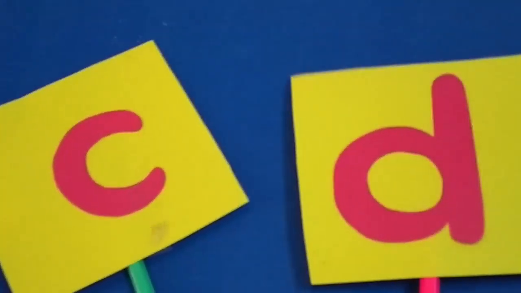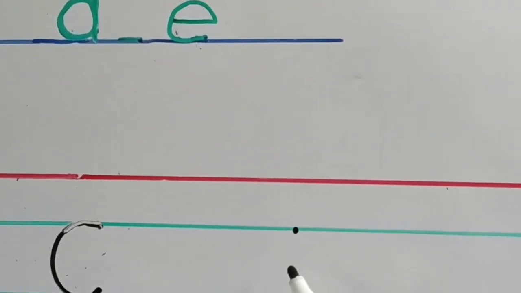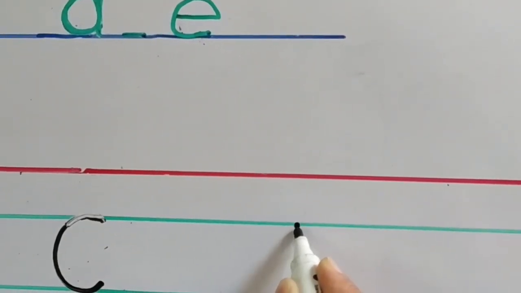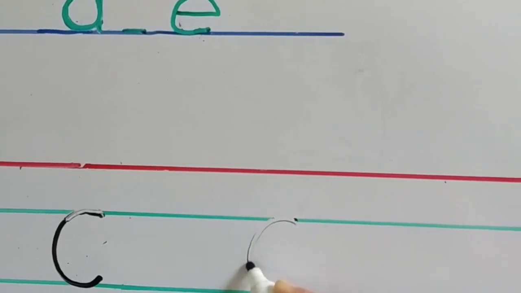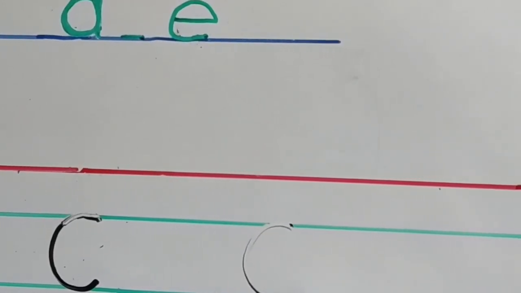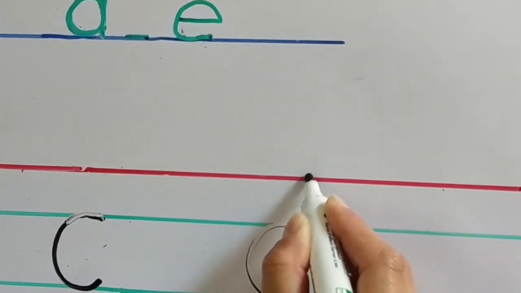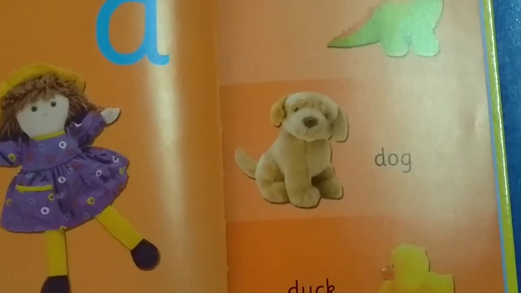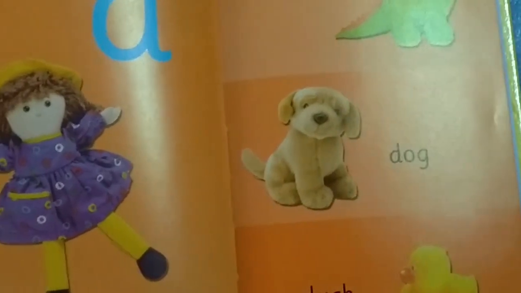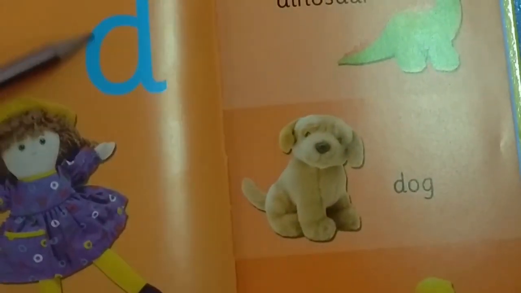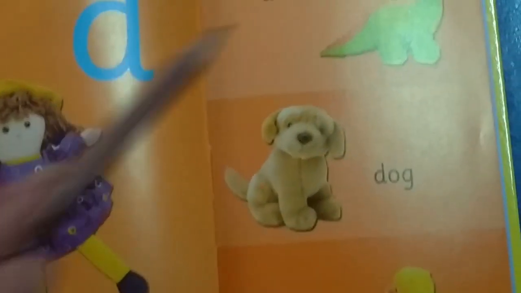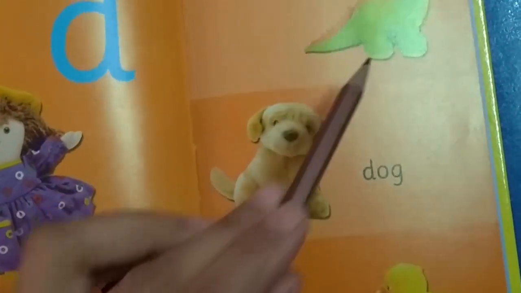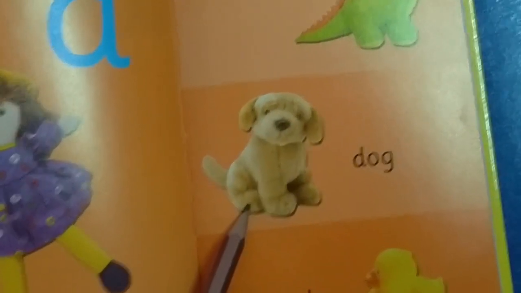How to write D? Make a semicircle, then a big straight line. Okay, which things start with letter D? D, doll. D, dinosaur. D, dog. D, duck. What comes after D?